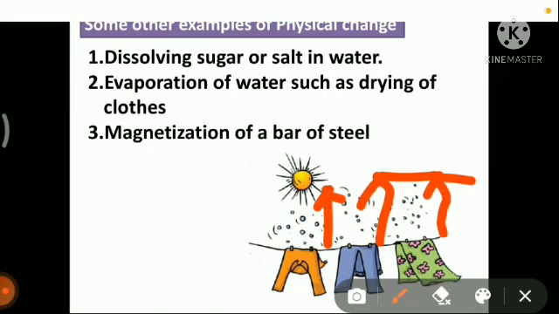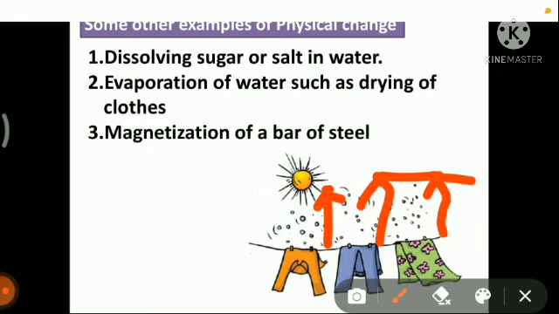What is evaporation, and how does it occur? You do not need all this in class 7. In this class you do not need to know how evaporation occurs; you will get the process of evaporation in detail in higher classes. Again, the magnetization of a steel bar is also an example of physical change. These are some examples of physical changes, and 2-3 more examples we have already discussed.